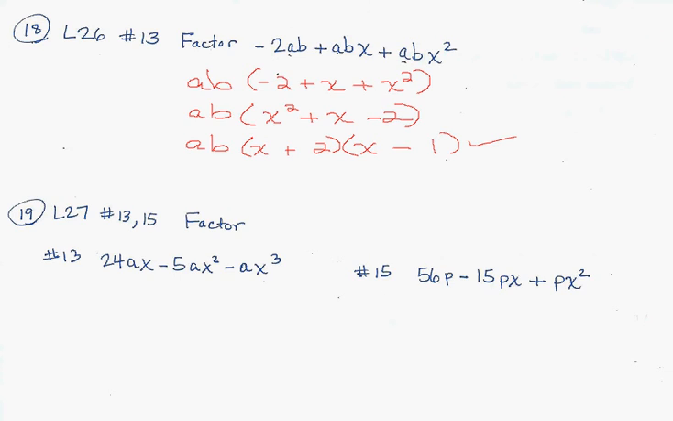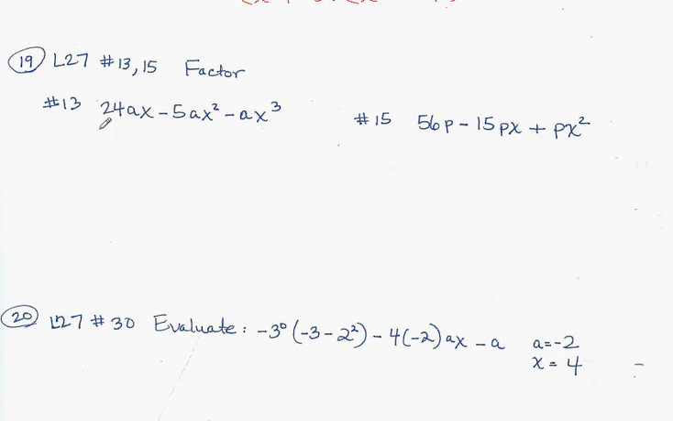13 and 15 are the same thing. You can take out an AX on all of these. So I'm going to get 24 minus 5x minus x squared. These are all the same. So you get AX. Oops, I should have taken out a negative, because when I go to rearrange this, I'm going to have a negative in front, which we don't want. So I'm going to take out a negative instead. And when you take out a negative, it makes all your signs change. So I'm going to get x squared plus 5x minus 24.